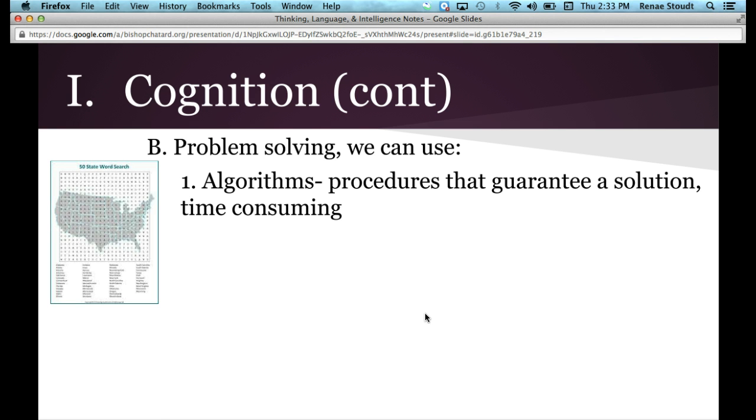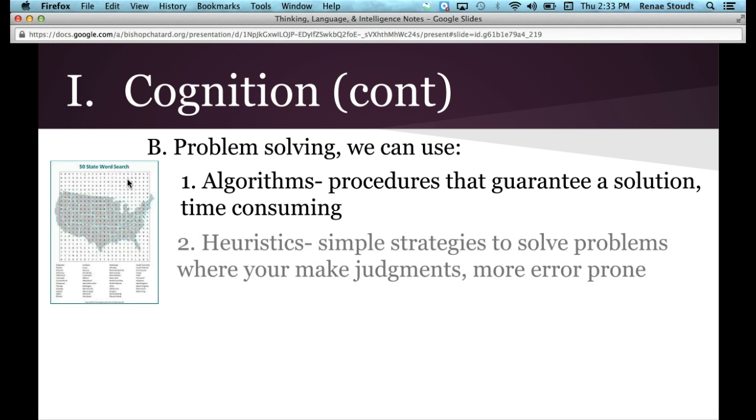You start at the top and you go through the word search. And you look A. Where's the A? Where's the A? Okay, here's an A. Then look around the A. Is there an L? And then the next letter, and so on and so on. That's an algorithm. Okay, it's a step-by-step procedure that's going to guarantee I'm going to find Alabama that way. Okay, but it is very time-consuming.